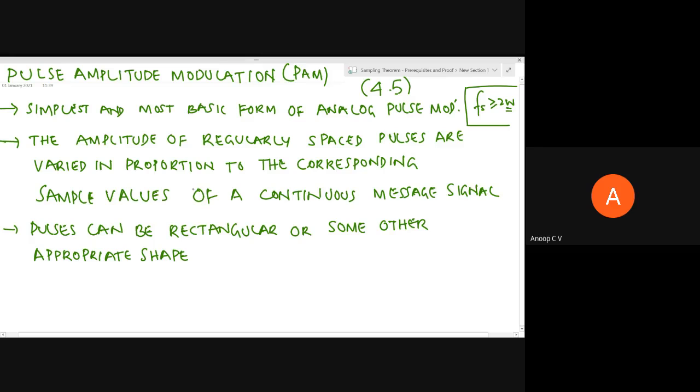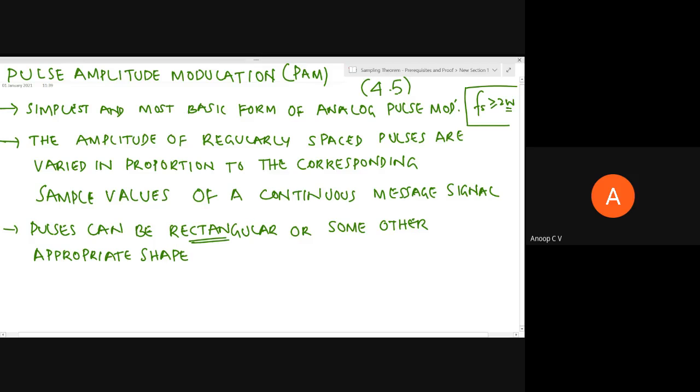As the name suggests, in pulse amplitude modulation, the amplitudes of regularly spaced pulses are varied in proportion to the corresponding sample values of a continuous message signal. When I say pulse, it need not always be a rectangular pulse. It can be rectangular or some other appropriate pulse shape. It can even be a sinc pulse or raised cosine pulse or whatever. But for our discussion, we'll be considering rectangular pulses.